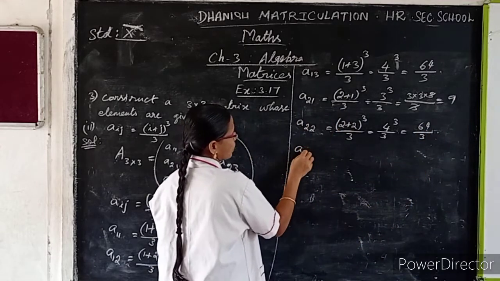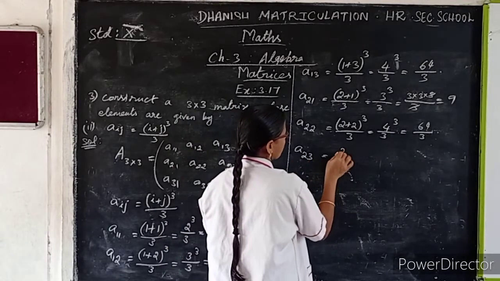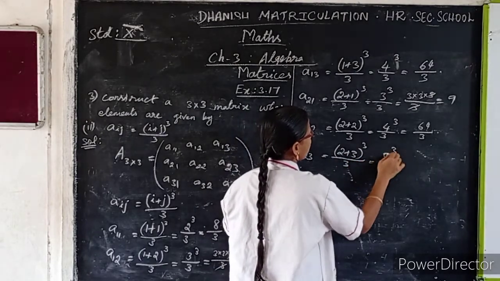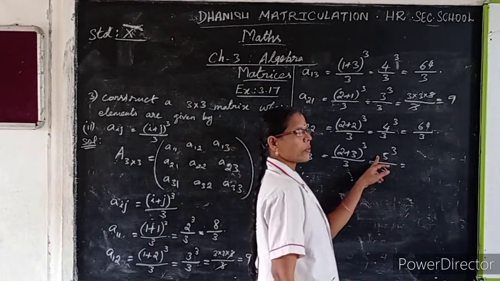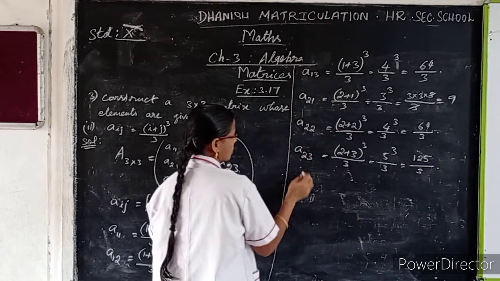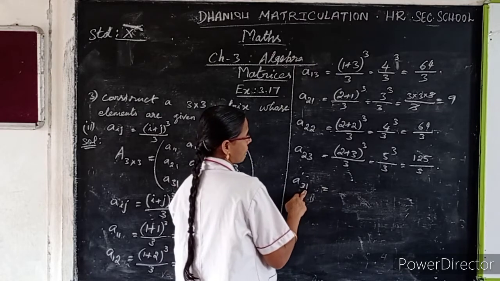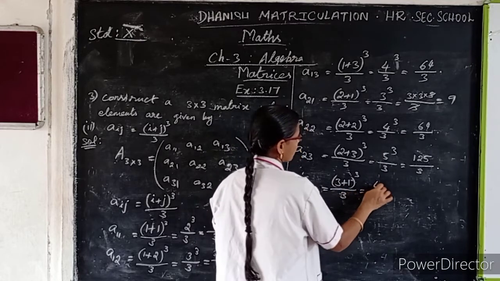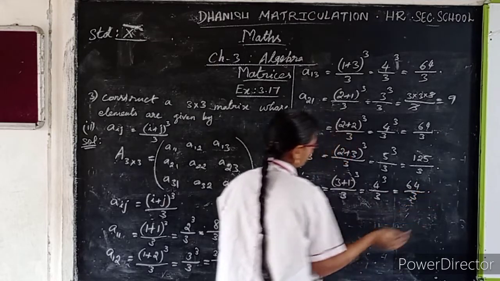Next A23. I is 2, j is 3. So 2 plus 3 whole cube by 3 equal to 5 cube by 3. 5 cube is 5 into 5 into 5. 5 5s are 25. 25 5s are 125 divided by 3. Next A31. I is 3, j is 1. So 3 plus 1 whole cube by 3 equal to 4 cube by 3 equal to 64 by 3.